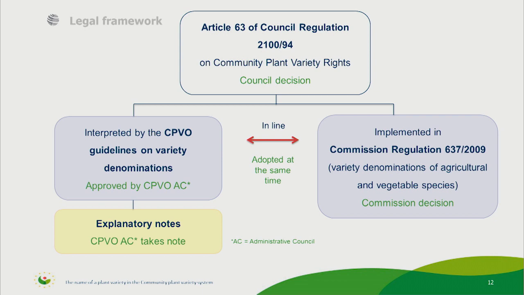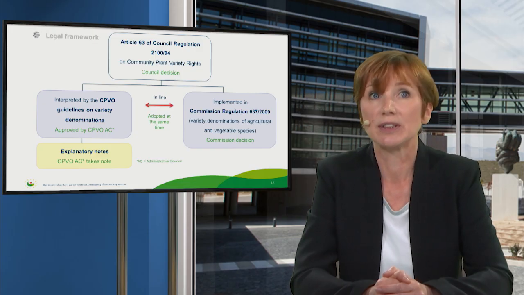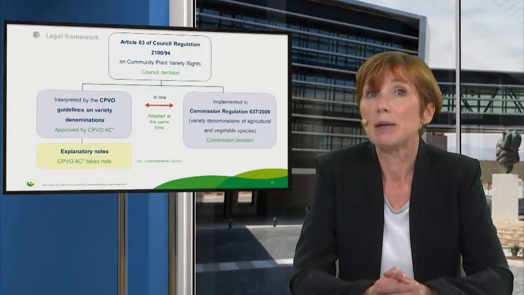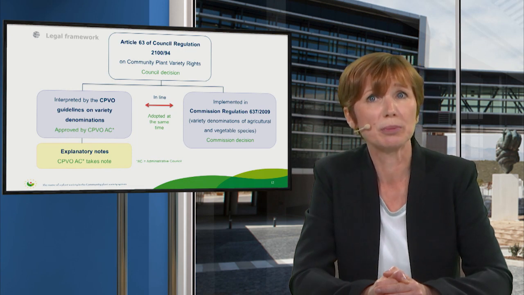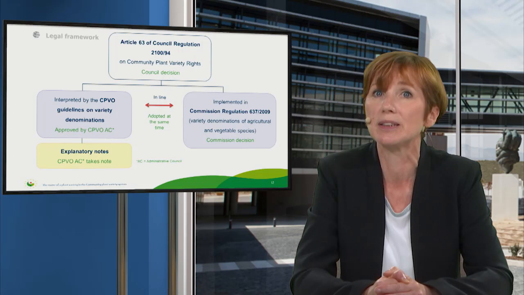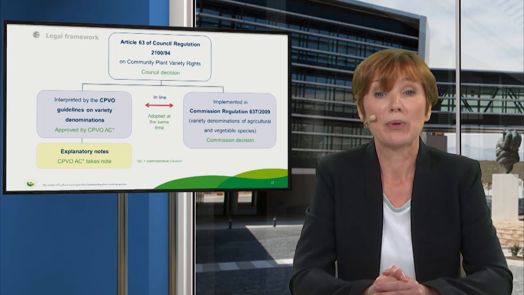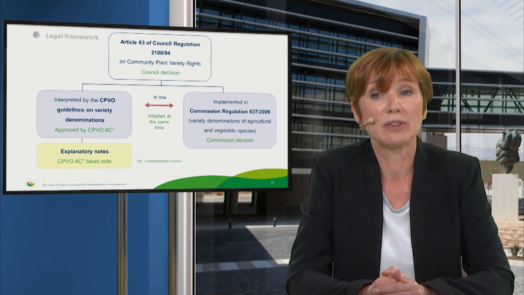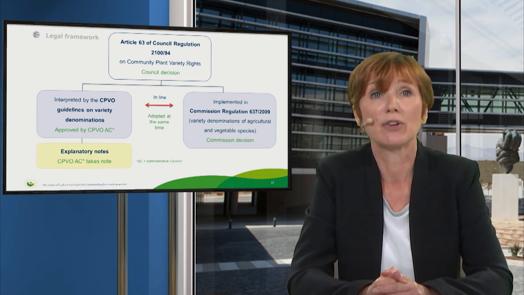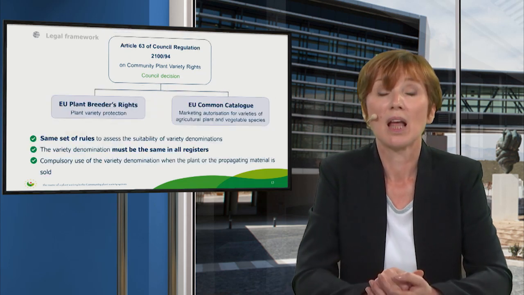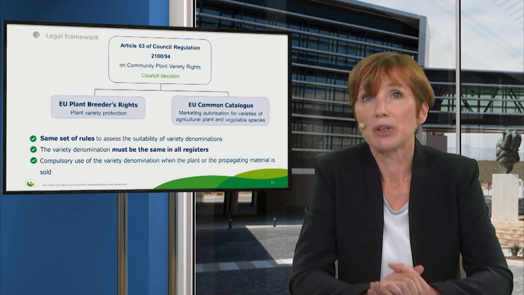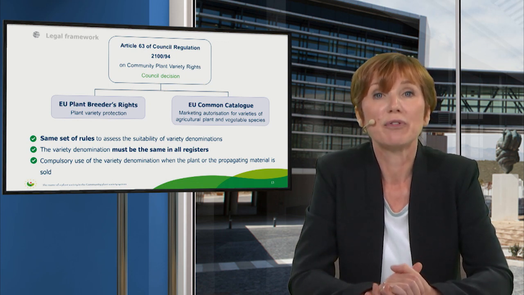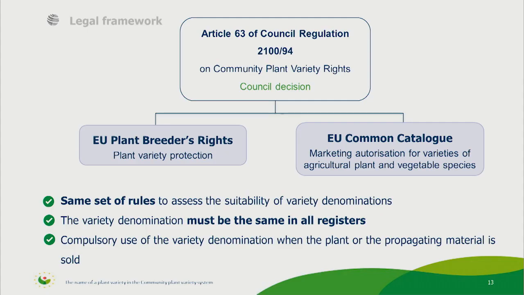This Article 63 is also implemented in the Commission Regulation 637/2009, which establishes implementing rules as to the suitability of the variety denominations of agricultural plant species and vegetable species. Both are adopted at the same time, and this Commission Regulation 637/2009 concerns the varieties which enter the Common Catalogue. The Common Catalogue of varieties of agricultural plants and vegetable species lists the varieties which are authorized to be marketed within the EU. These varieties are published in the Official Journal of the European Union.